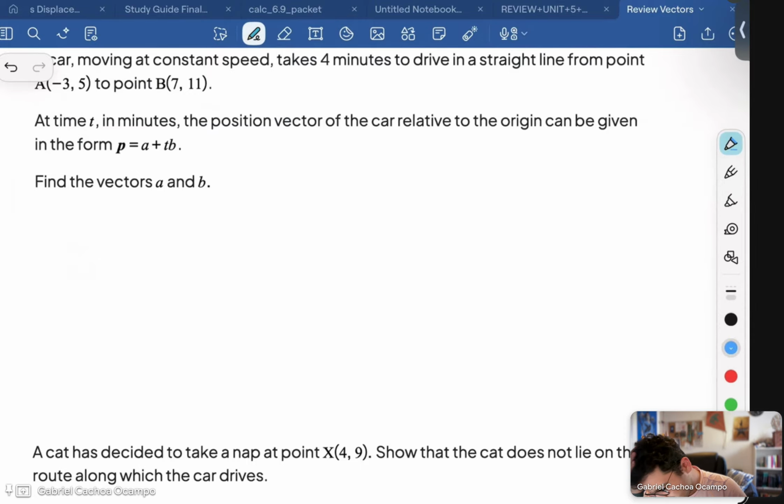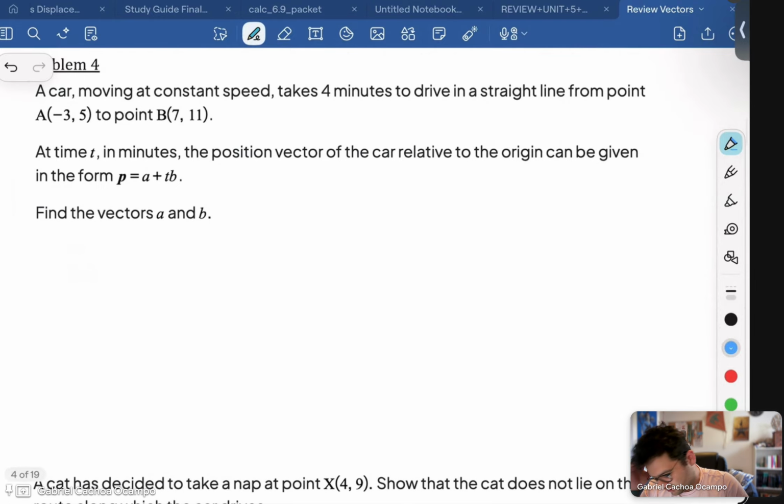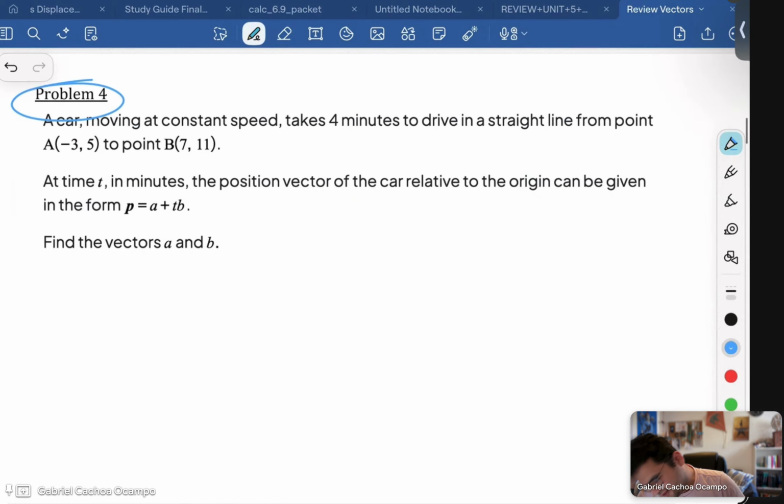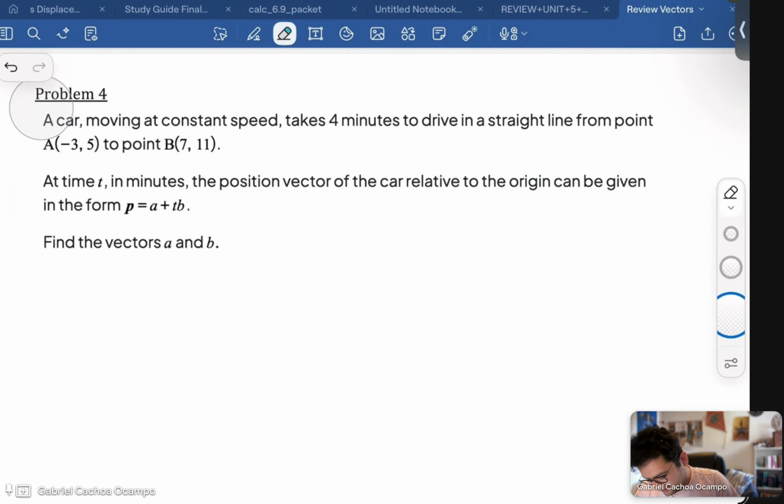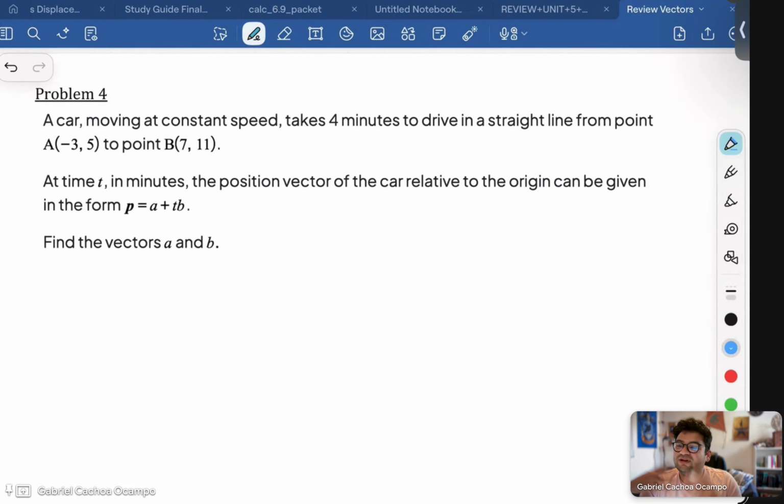So, let us talk about problem 4. If you remember problem 4, there were a lot of questions about problem 4. So, let us discuss it.